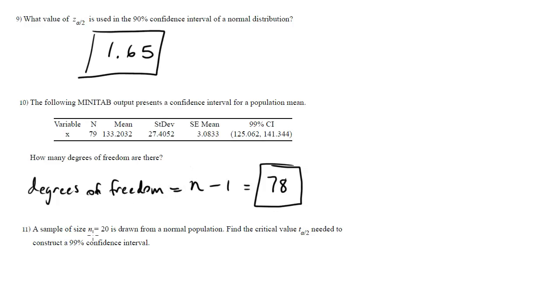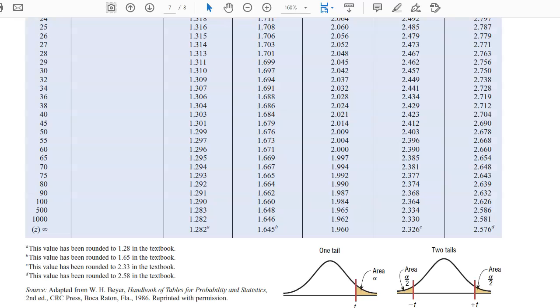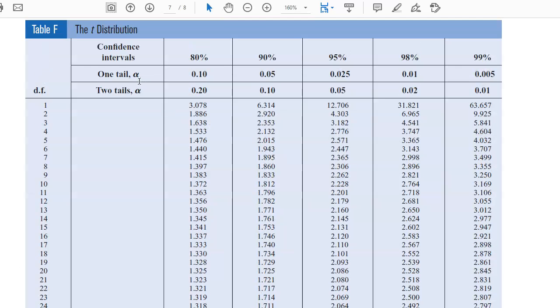Problem 11, a sample of size n equals 20 is drawn from a normal population. Find the critical value t alpha over 2. That's what we're looking for. So in 9, we found the z alpha over 2 value. Here we're looking for the t alpha over 2 value for a 99% confidence interval. So let's see how that formulates here. So the t distribution, right? We have to note that we're looking for a 99% confidence interval here.